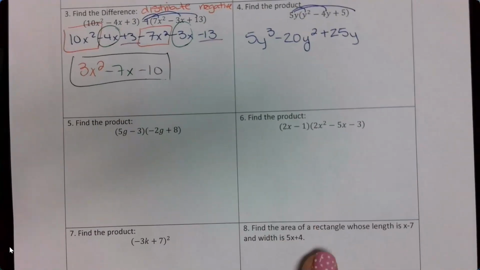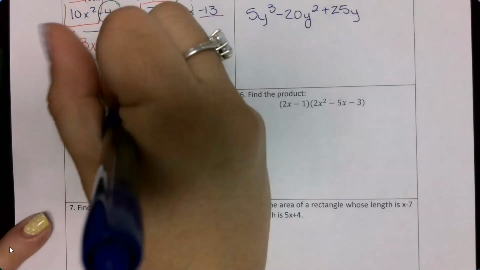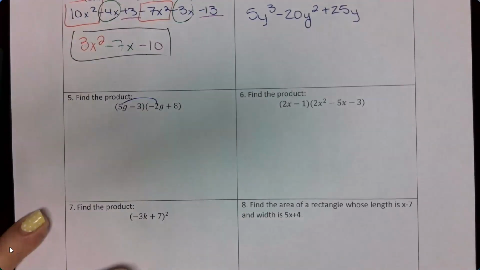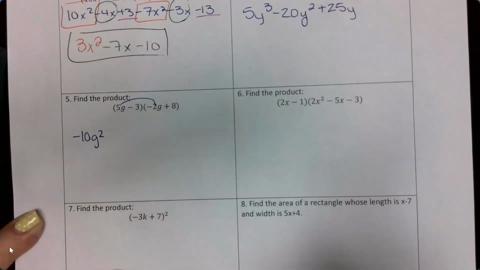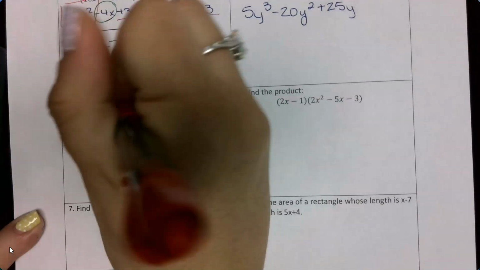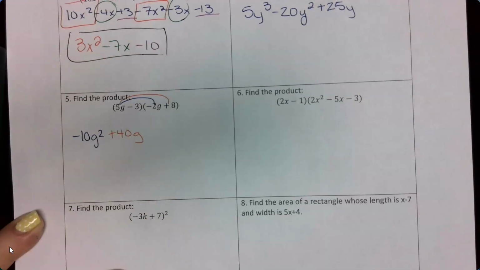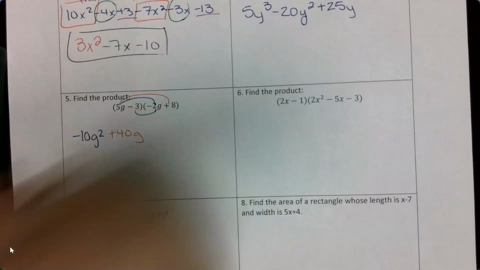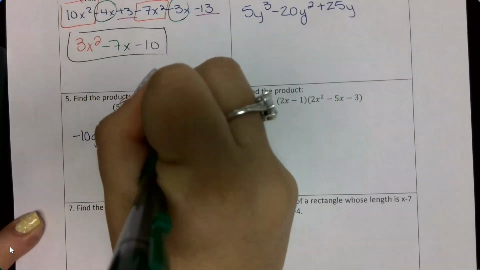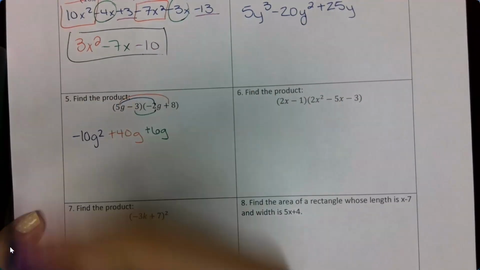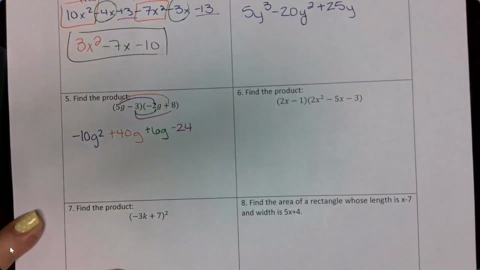Okay. On number 5, I'm going to FOIL, but you can use another method. I'm going to take my first terms and multiply them together. 5g times negative 2g is going to give me negative 10g squared. Then I have 5g times 8 is 40g. Inside is negative 3 times negative 2g is going to give me positive 6g. And then my last 2 terms together, negative 3 times 8 is negative 24.